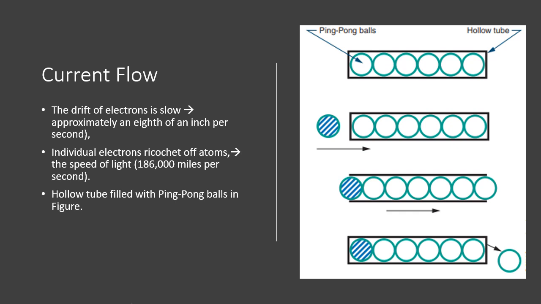For example, visualize a long, hollow tube filled with ping-pong balls, as in the figure. As a ball is added to one end of the tube, a ball is forced out the other end of the tube. Although an individual ball takes time to travel down the tube, the speed of its impact can be far greater.